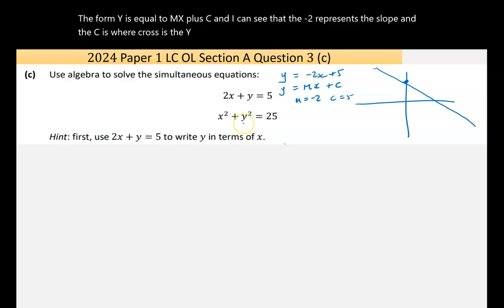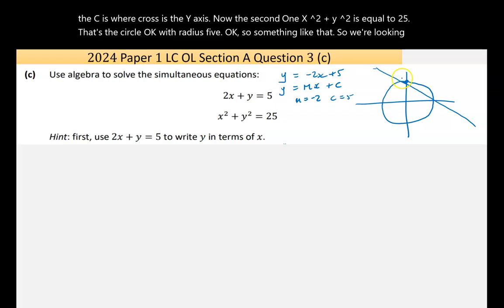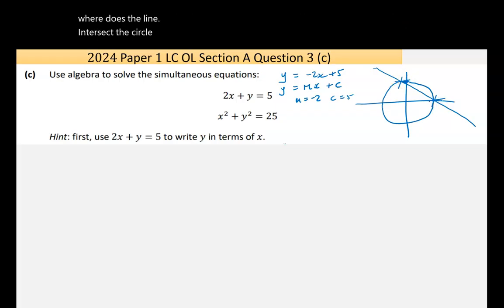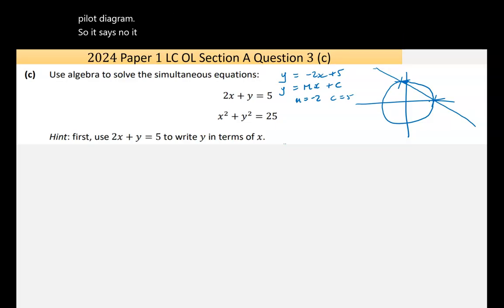Now, the second one, x squared plus y squared is equal to 25. That's a circle, okay, with radius 5. Okay, so I'll do something like that. So we're looking for where the line intersect the circle. So I'm thinking there's 2 spots based on that preliminary pilot diagram. So it gives a hint. First use 2x plus y equals 5 to write y in terms of x.